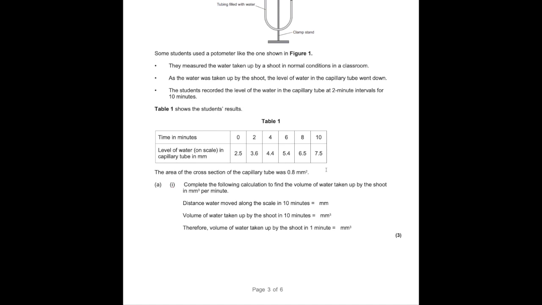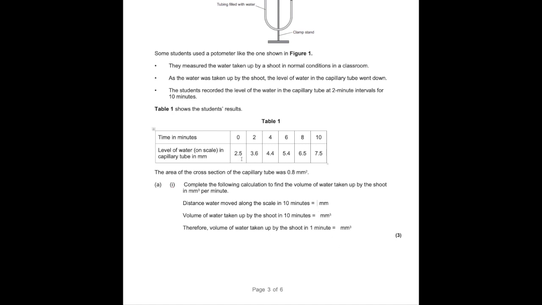Okay, so if you wanted to find the volume, which is what it's going to ask us later on, we need to be using this area of the cross section to be able to give our measurements in millimetres cubed. So complete the following calculation to find the volume of water taken up by the shoot in millimetres cubed per minute. Now we just gave our rate of transpiration as how many millimetres the water moved in a given time, but we could convert that to a volume, and they may ask you to do that as they have in this question. So first of all, distance water moved along the scale in 10 minutes.